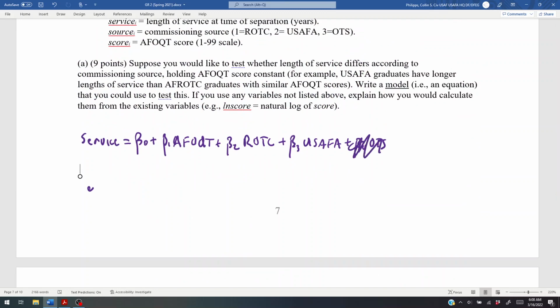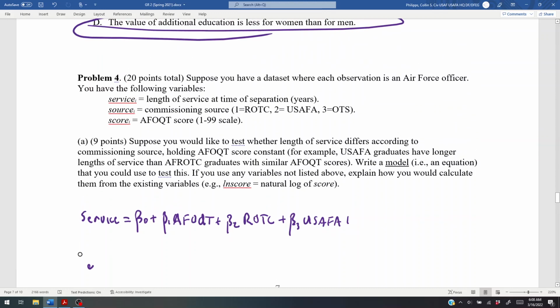No. Get this out of here. Get one of them out of here. I don't care which one. I'm taking OTS because it's the last one I wrote. But look at this. If you're either coming from ROTC, USAFA, or OTS, I can't include all 3 of those dummy variables in the model. I'll fall into the dummy variable trap, right?